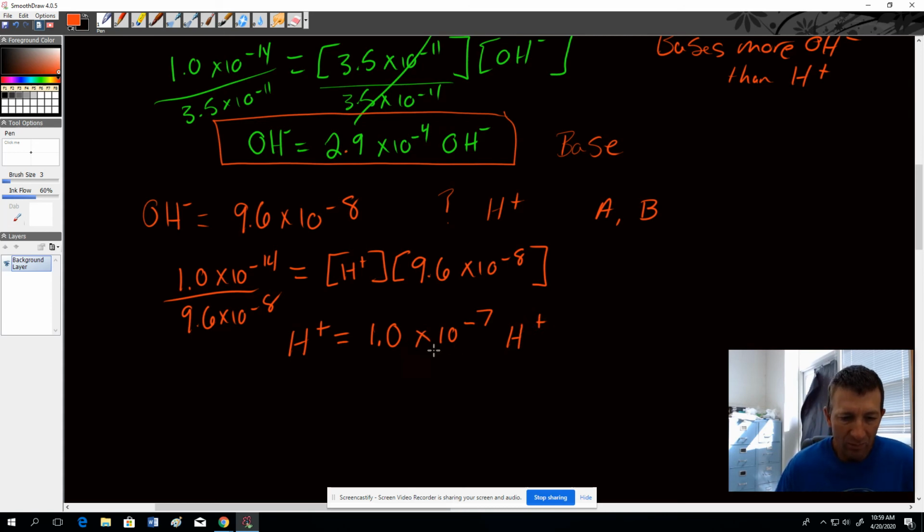All right, so now we're going to say, okay, is this an acid or is it a base? This one's kind of hard to tell because we've got 9.6 times 10 to the negative 8th and H+ at 10 to the negative 7th right there. This right here, which is our OH- concentration, is slightly less than our H+, so it's going to be slightly acidic. So that one's going to be acidic. So those are just some more examples of how to do OH- and H+ concentration.